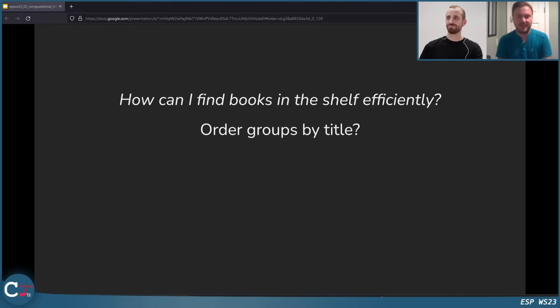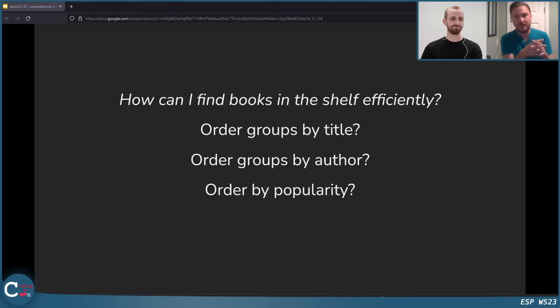Yeah, so my ideas are, for example, you could group books by title, you could group them by author, or by popularity, for example, or by usage. And then you have subgroups that you want to search in. You could also, of course, say, okay, alphabetically from A to C, all the letters, and go through.